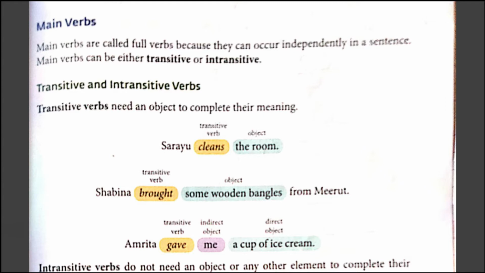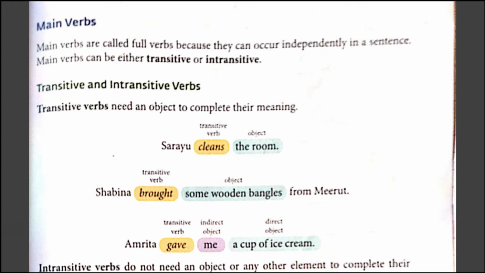Second one, Shabina brought some wooden bangles from the mirror. Shabina brought what? Some wooden bangles. So here some wooden bangles will be your object and brought will be your transitive verb.